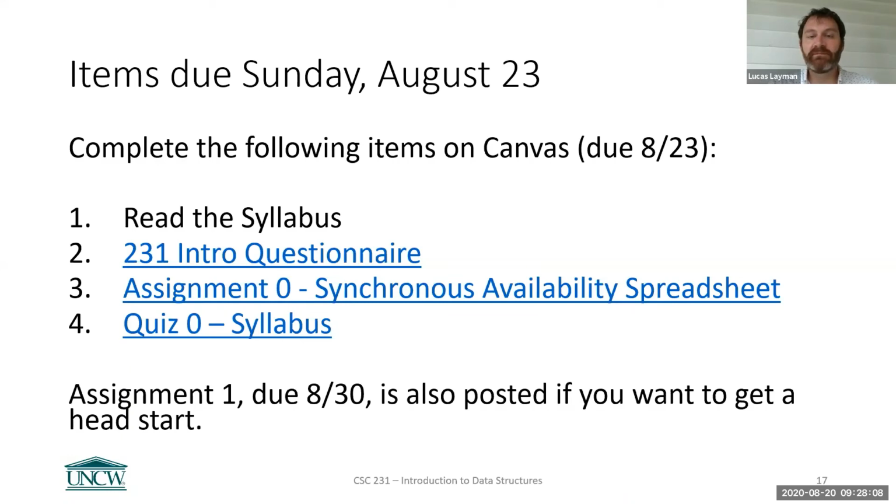Assignment 0: I want to find out when you all are generally available for meetings like this. Again, I don't anticipate a lot of synchronous Zoom meetings, but I want you to fill out the spreadsheet and then upload it, and that'll help me figure out the best time. And then there is quiz 0. It is your first graded quiz, and it is about the content of the syllabus. All of these things are due Sunday night. Except maybe reading the syllabus, no single one of them should take you more than 5 minutes.